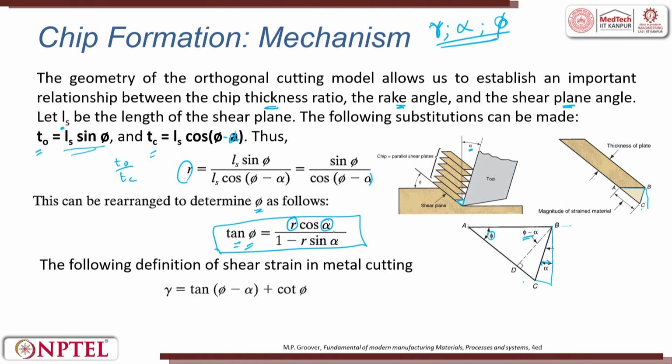And why is it important? Because this will in turn dictate my force and that in turn will dictate my power, that is, the smooth flow of the chip. The following definition of shear strain in metal cutting can be derived from this: gamma is equal to tan of phi minus alpha plus cot phi. And why is this important? Because the shear strain can be calculated by doing a universal tensile testing test. You can do that and get this relationship.